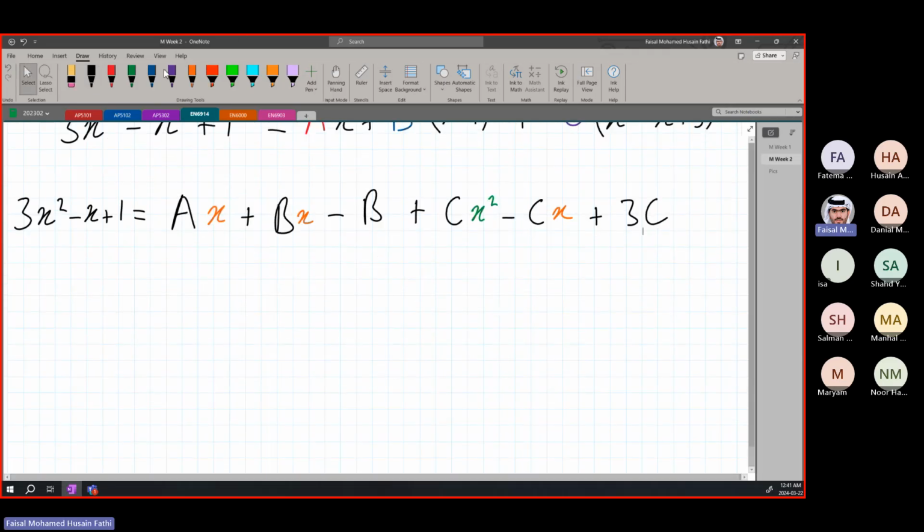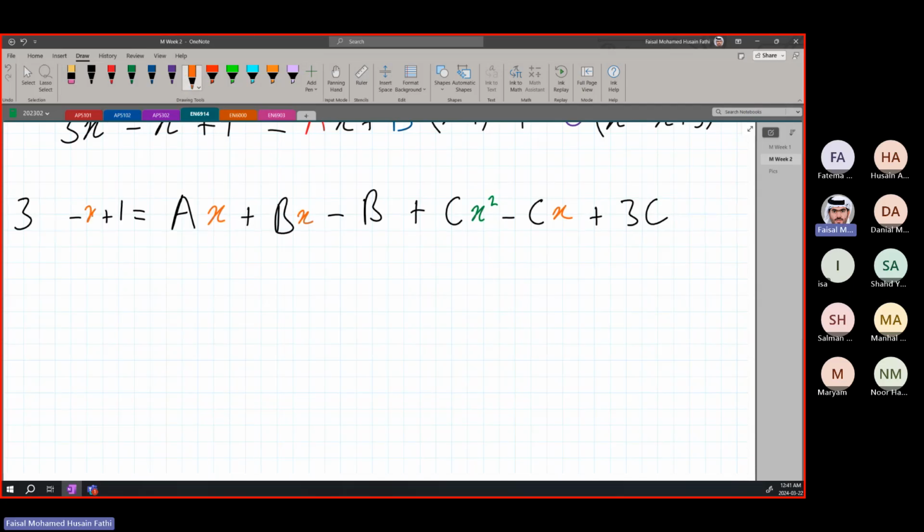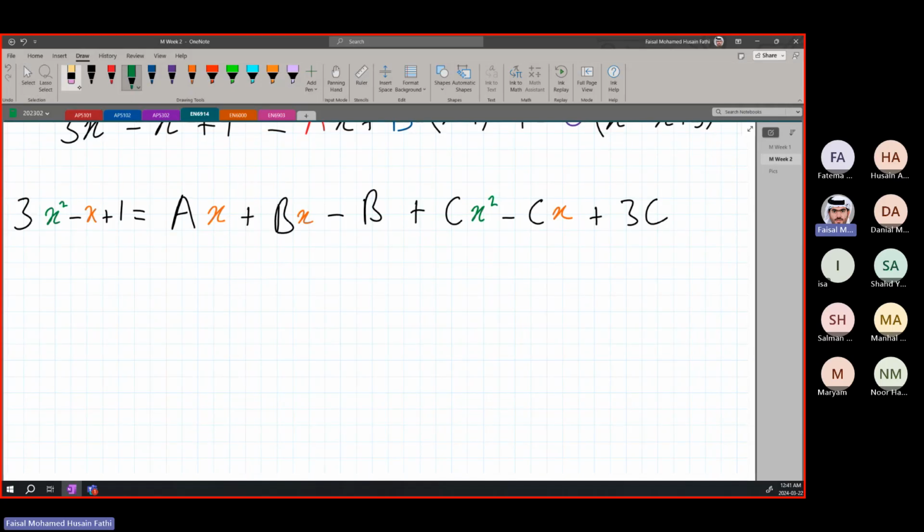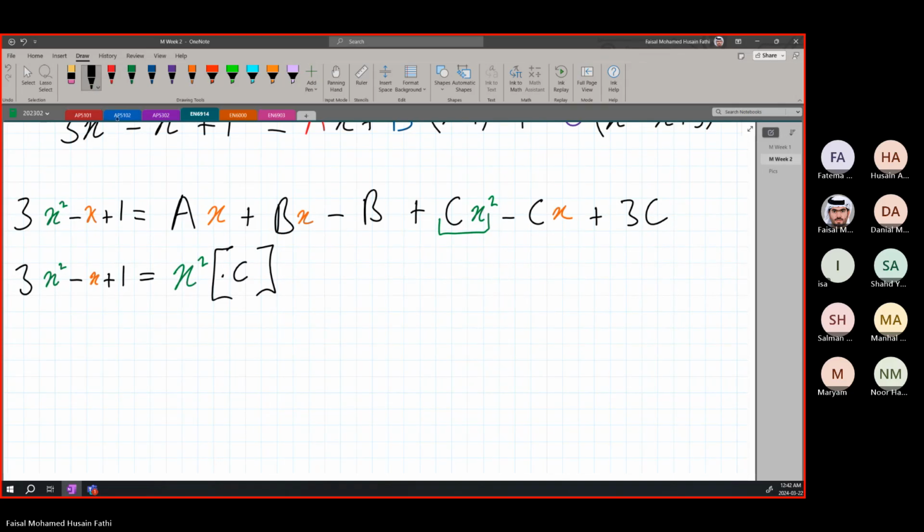Okay, so you see here, the x's I'm going to group together, the x squared I'm going to group together, and everything that is not x or x squared I'm going to group together. So on the right side, if I just rewrite this, 3 plus 1, this is x and this is x squared. Let's do it in order. For x squared, we only have this term, plus c, so it will be just c. Alright, plus x.